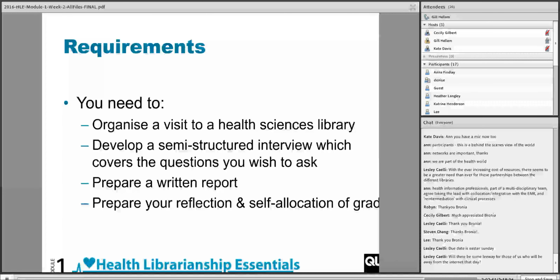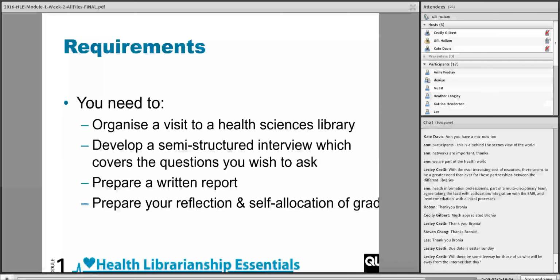So, as I say, the libraries are listed, but you don't have to use those. But obviously, if you're not in a metropolitan area, and dare I say, a lot of those libraries are metropolitan, then make sure that you make contact with whatever libraries are around. Yes, it's your choice. It's very much a freedom of choice assignment.